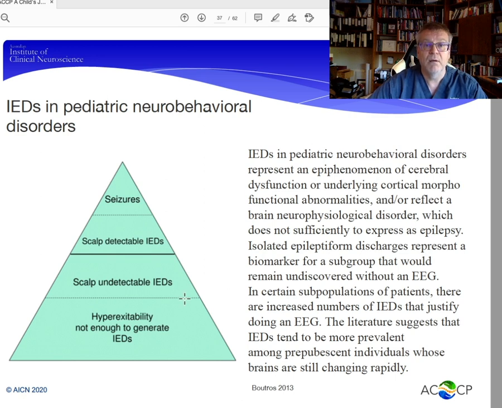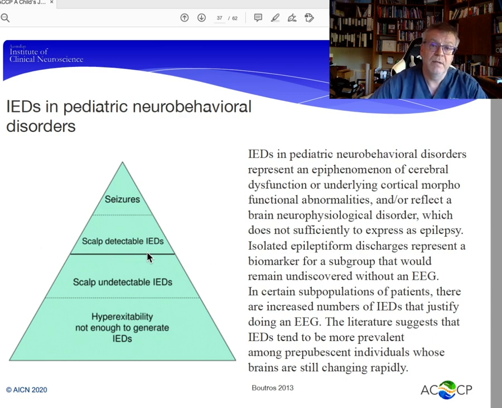Then there are IEDs that are not detectable at the scalp. In other words, even though they are happening, we can't detect them with an EEG because they're not detectable through that type of measurement, that modality. Now, we also have scalp detectable IEDs. These are the ones that we can see. We can say, oh, this child is having IEDs. There they are. We can demonstrate them.